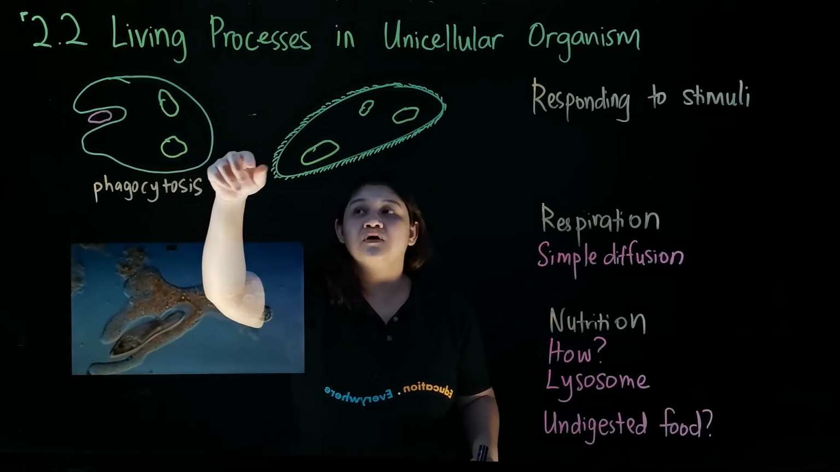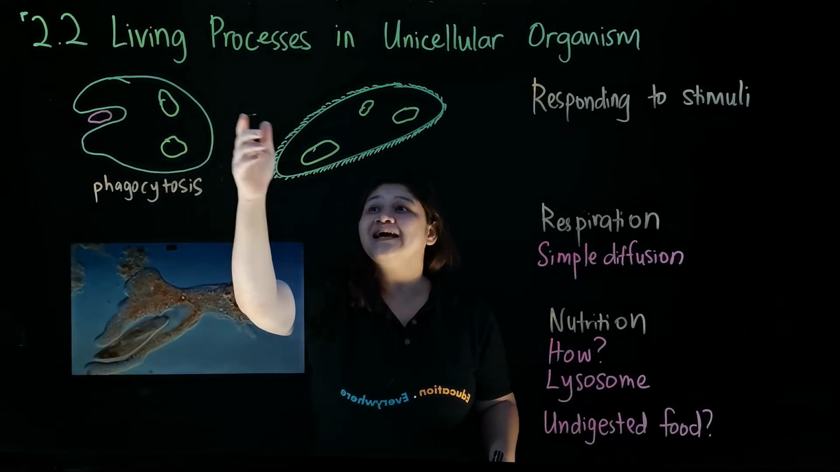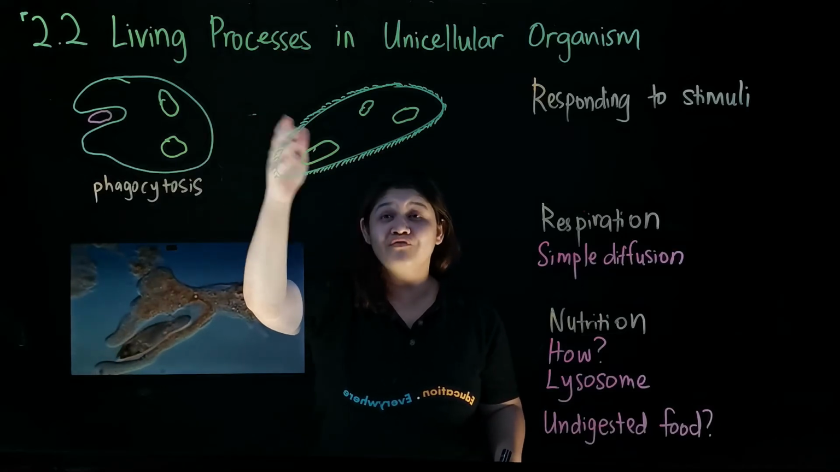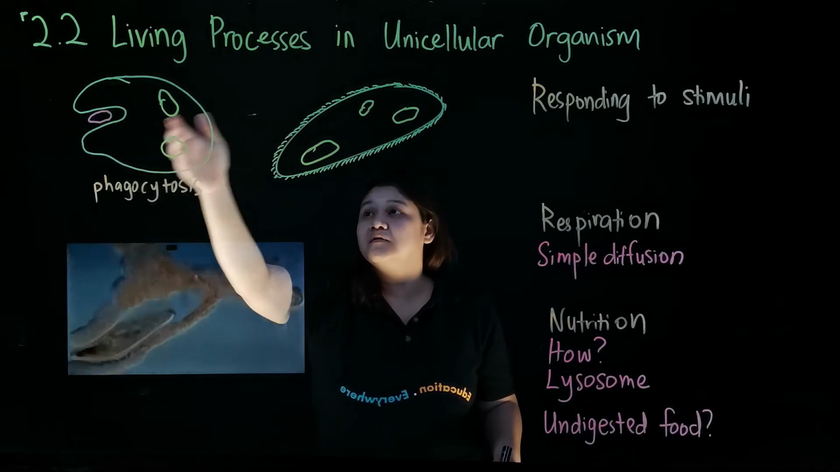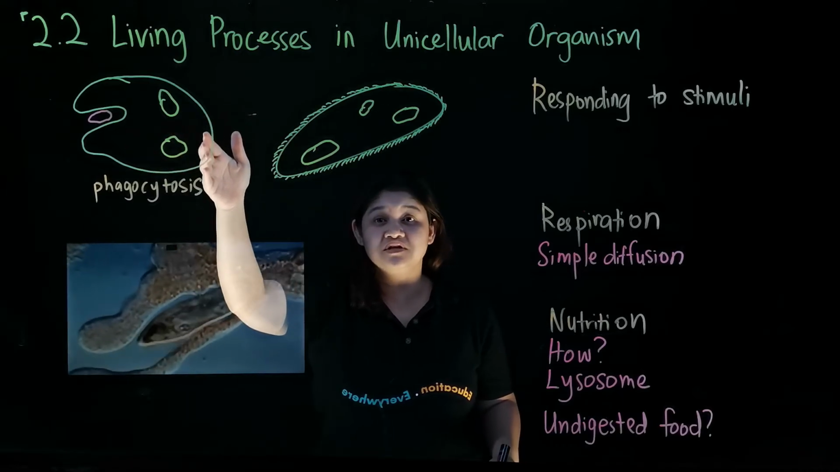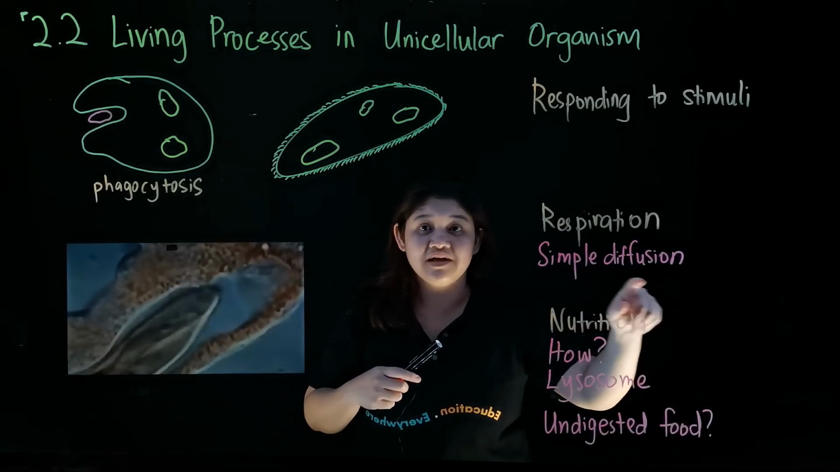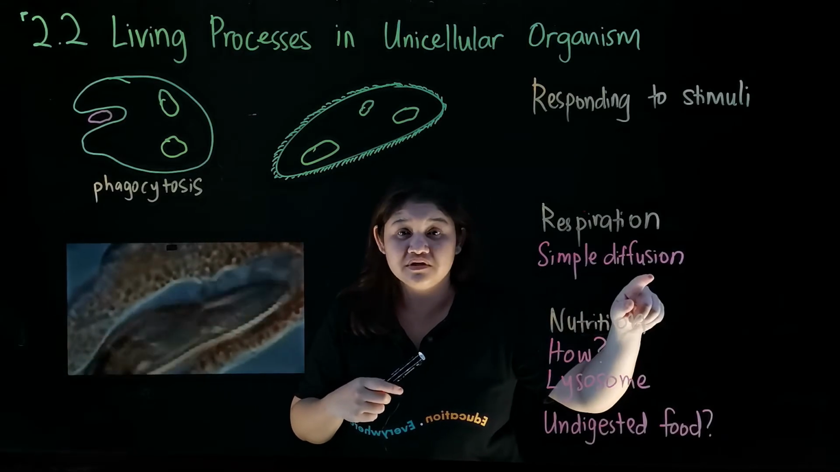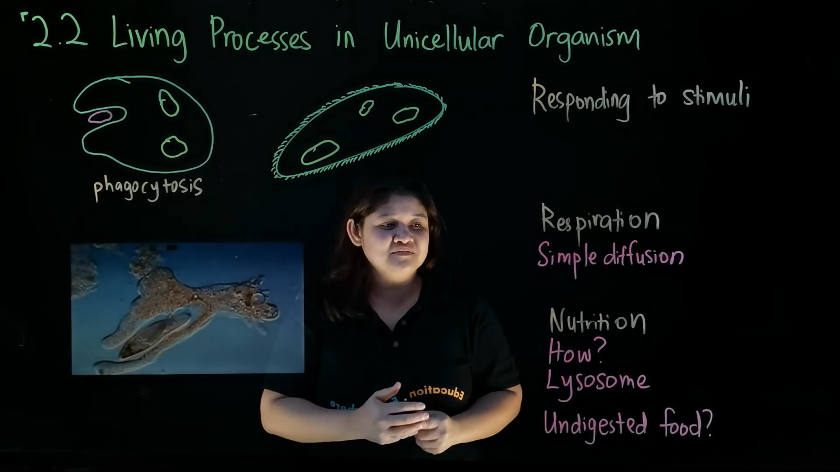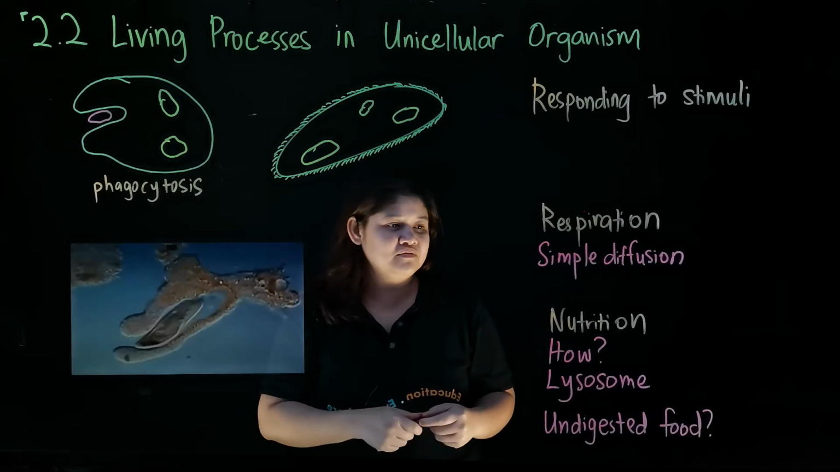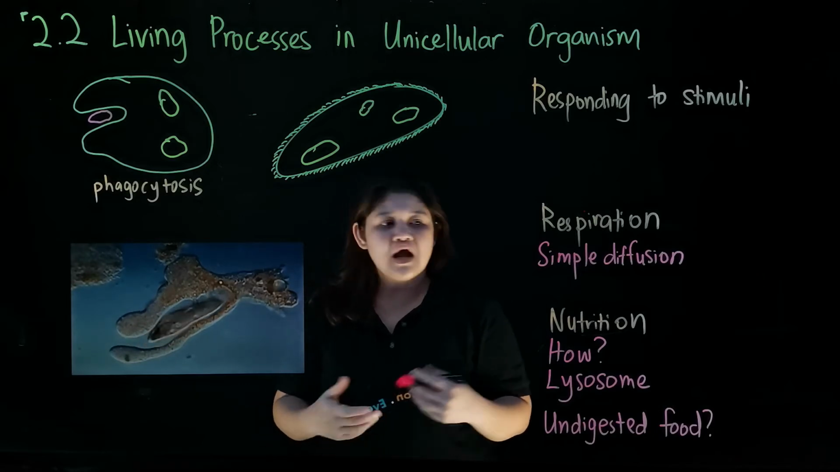All right? So how they exchange oxygen and carbon dioxide in and out of the cell, in and out of themselves, is by using a concept called simple diffusion. Okay, simple diffusion. All right, now let's look at how they eat. This is important. I mean, you guys need to eat. All organisms need to eat to survive. So how do they eat?